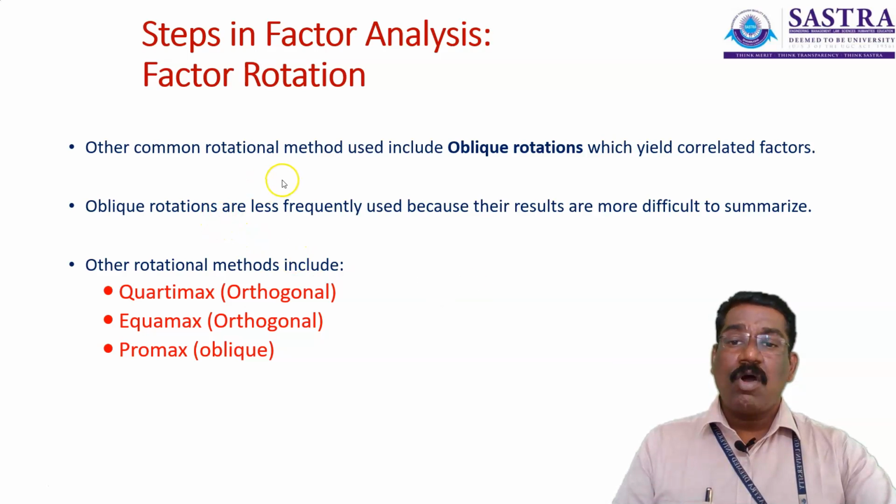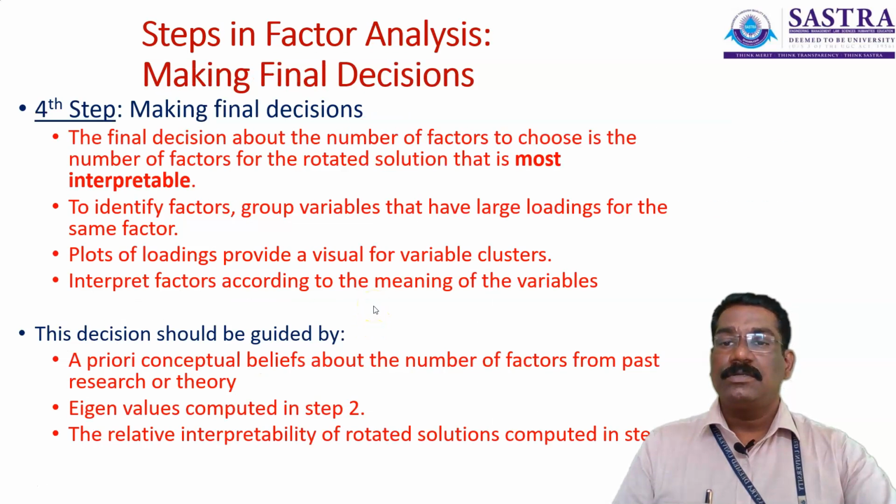The other common rotational methods include oblique rotation, which yields correlated factors. Oblique rotations are less frequently used because the results are more difficult to summarize. Let's also get an idea about the other rotational methods: Quartimax, which is orthogonal, Equimax, which is orthogonal, and Promax, which is an oblique rotation.